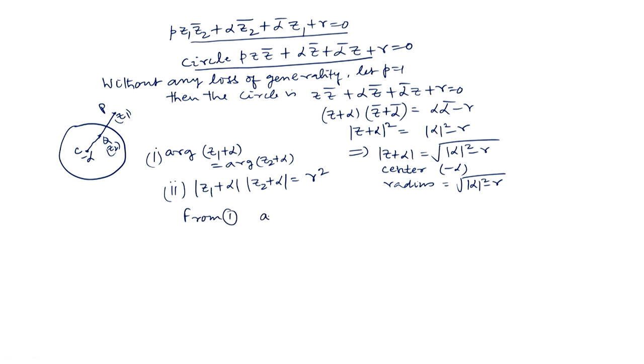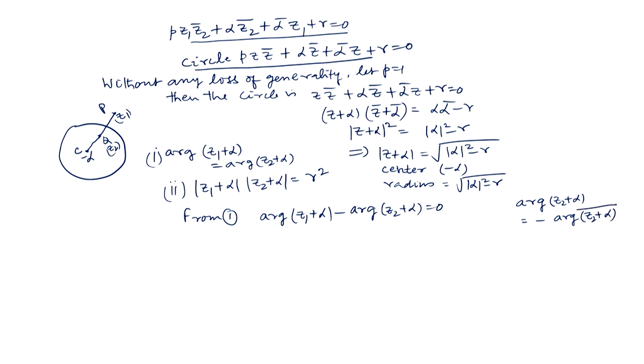Now let us notice that from condition 1, argument of (z1 plus alpha) minus argument of (z2 plus alpha) equal to 0. Now we can also say that argument of (z2 plus alpha) is equal to minus argument of the conjugate of (z2 plus alpha).